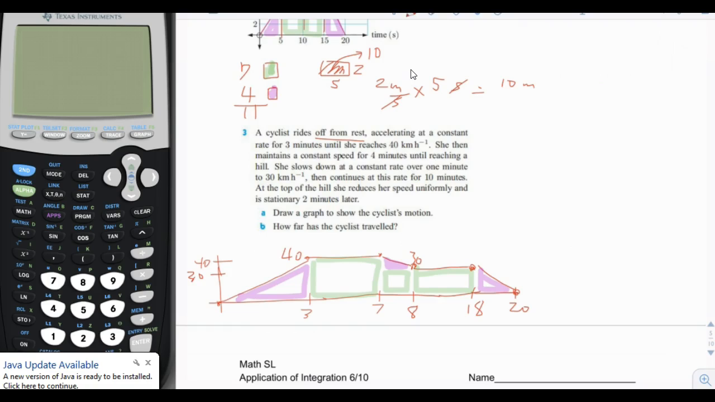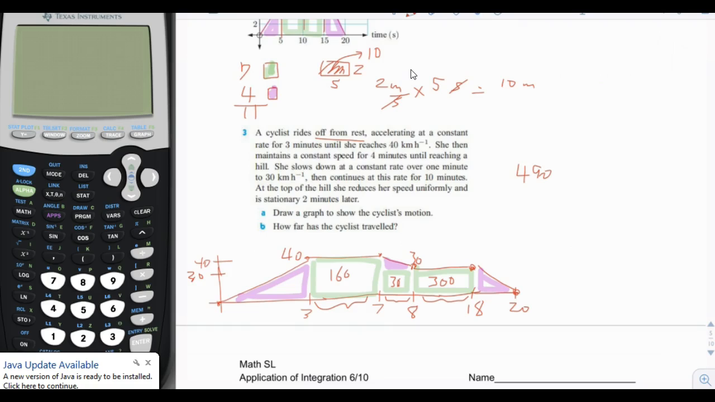So the green region, let's see, we got this region, it's 4 by 40, which is 160. This region is 1 by 30, so it's 30. And then this region is 10 by 30, so it's 300. So the green part is 160 plus 30 plus 300, which is 490.